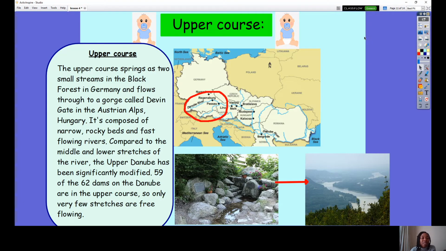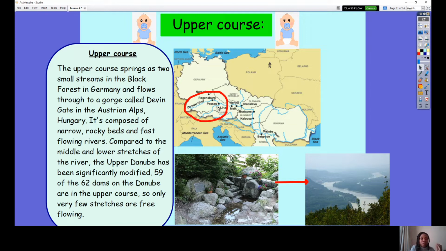The upper course springs as 2 small streams in the Black Forest in Germany and flows through to a gorge called Devin Gate. Okay, now Devin Gate is in the Austrian Alps in Hungary. It's composed of very narrow rocky beds and fast-flowing rivers. So if you were to see the upper course of the River Danube, you see the river is very fast. And you know this because it's white water.